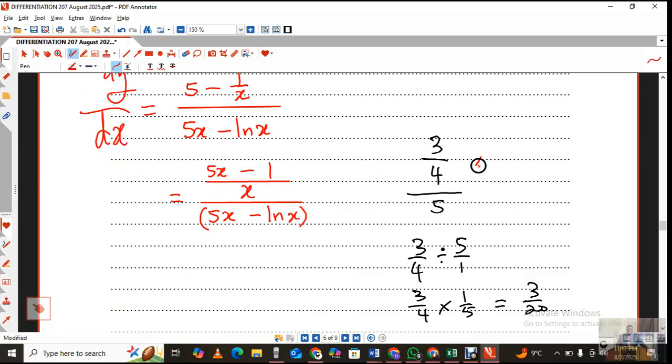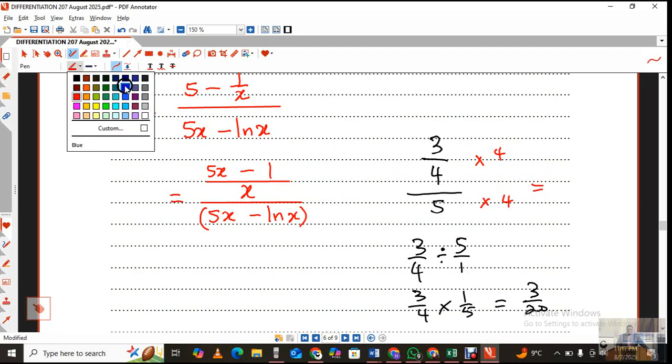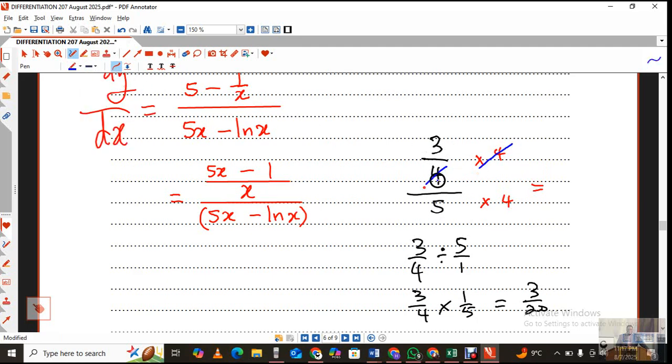What I'm going to do is multiply here by 4 and here by 4. Essentially this is just multiplying by 1. If I do that, these 4's in the numerator will cancel, leaving me with a 3, and 5 by 4 is 20. Can you see that those things are exactly the same?